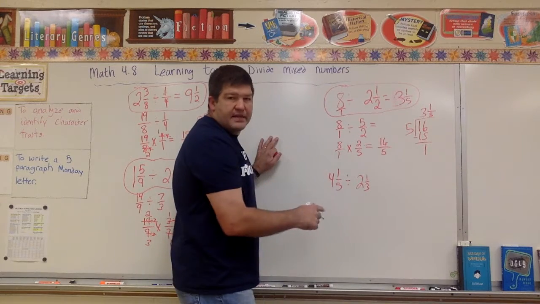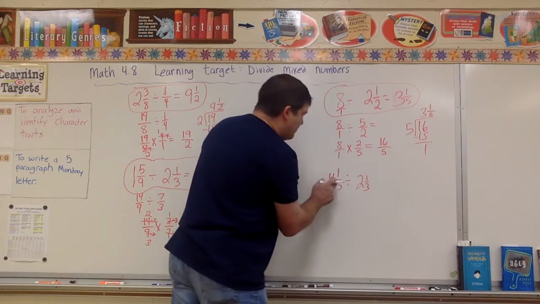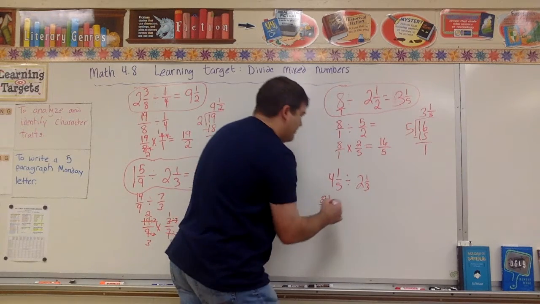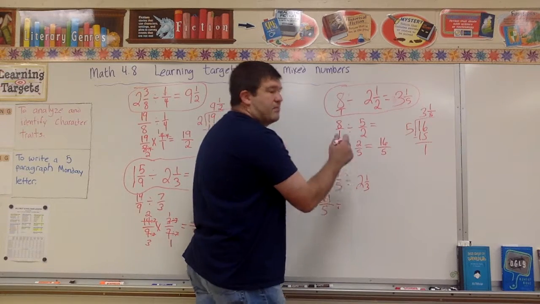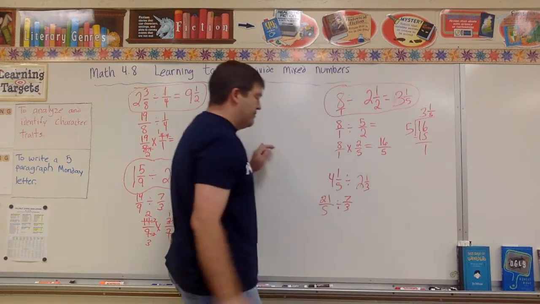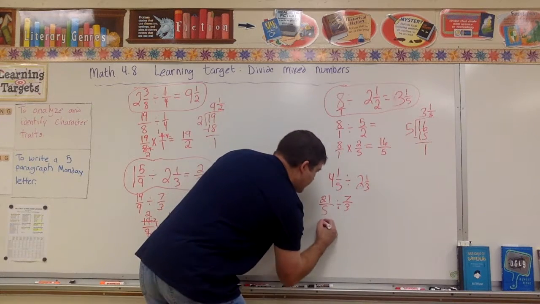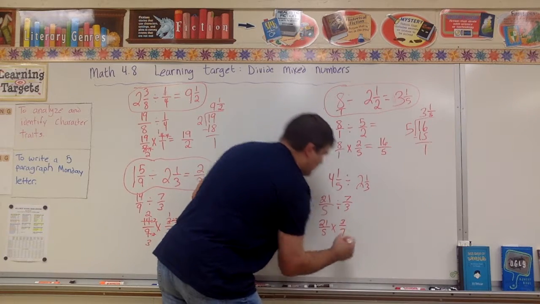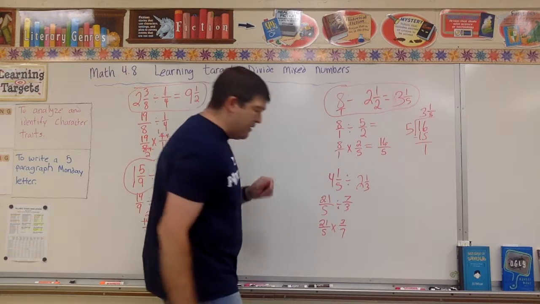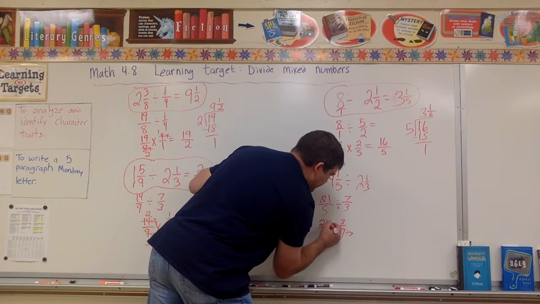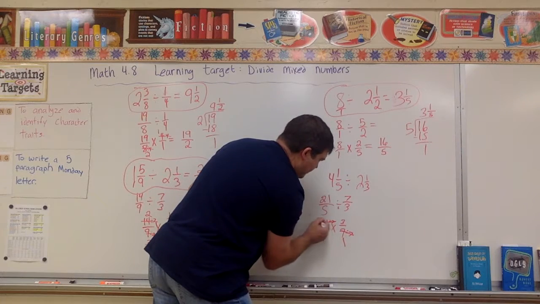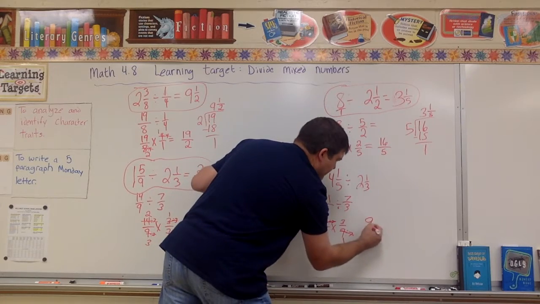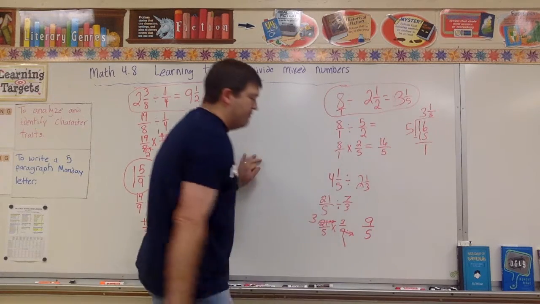So I want to take this, put them both into an improper fraction. 4 times 5 is 20 plus 1 is 21 over 5 divided by 2 times 3 is 6 plus 1 is 7 thirds. Okay, now I'm going to keep, change, change. Keep, change, and then change. Okay, again, I see I can simplify here. This can be divided by 7, this can be divided by 7. That becomes a 1, that becomes a 3. Can't do it the other way, so now I have 3 times 3 is 9. 5 times 1 is 5.